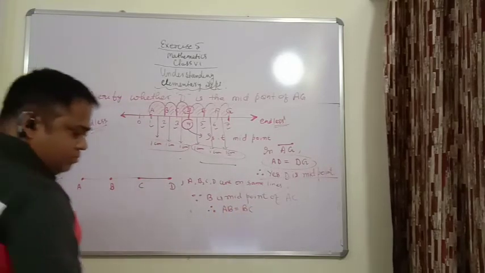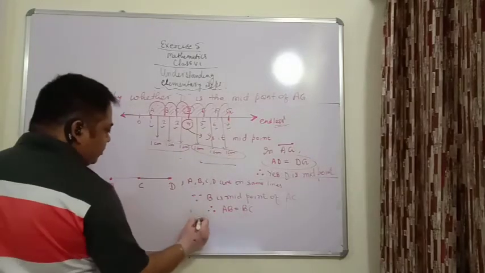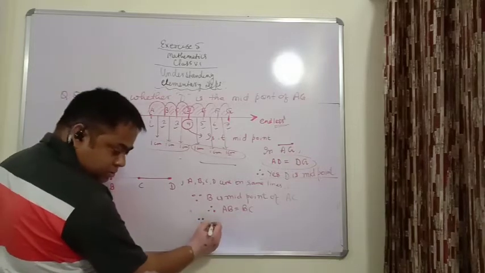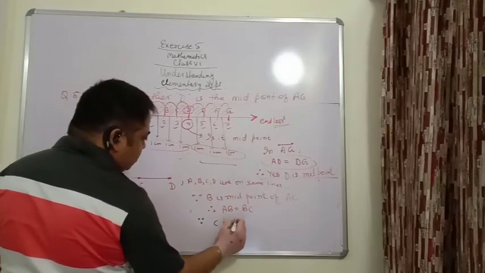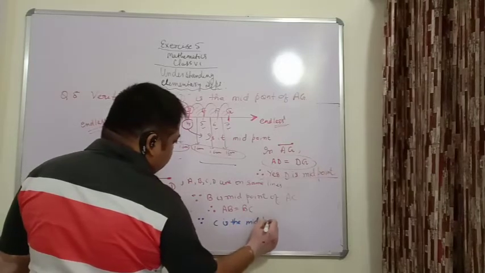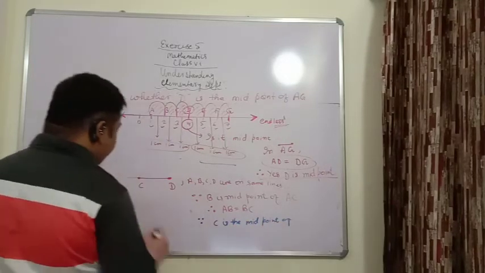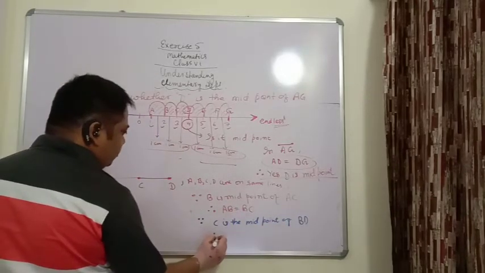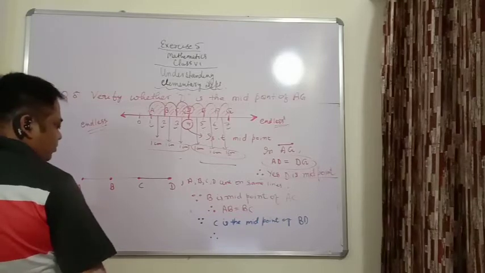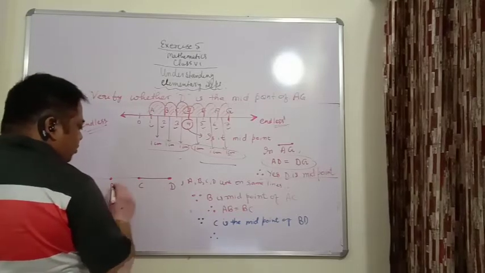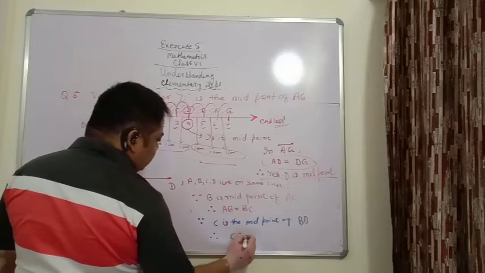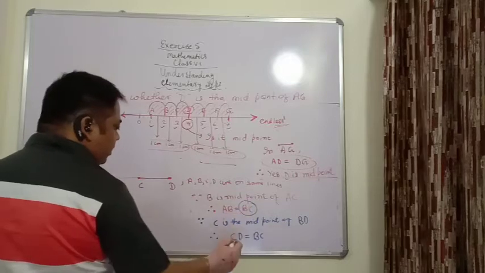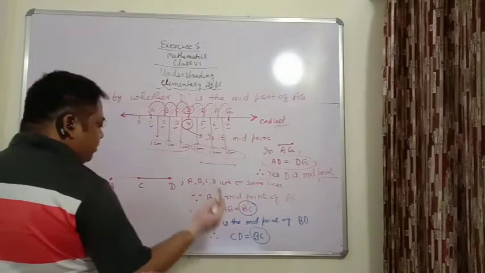Again, since C is the midpoint of BD, therefore CD is equal to BC. So AB is equal to BC and CD is also equal to BC. That means AB and CD are the same.